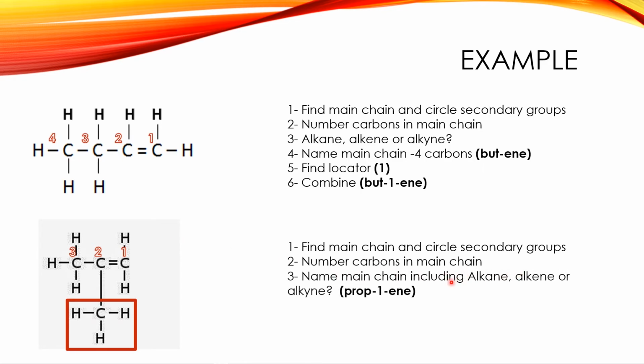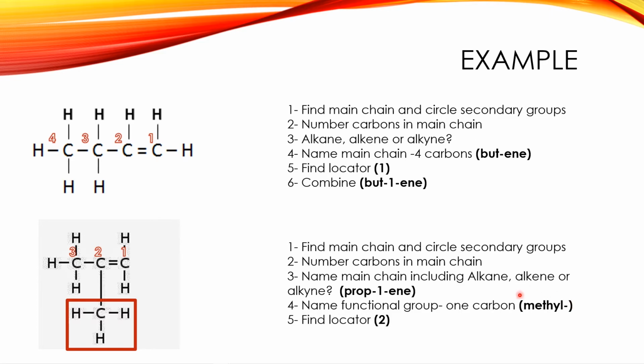Name the main chain, including alkane, alkene, or alkyne. So it is a prop group. We have it coming off of carbon number 1, and it is an alkene. So it is prop-1-ene or 1-propene. Name the functional group. So we've got 1 carbon that is coming off of that, and so it is a methyl group. And then lastly, find the locator for that.